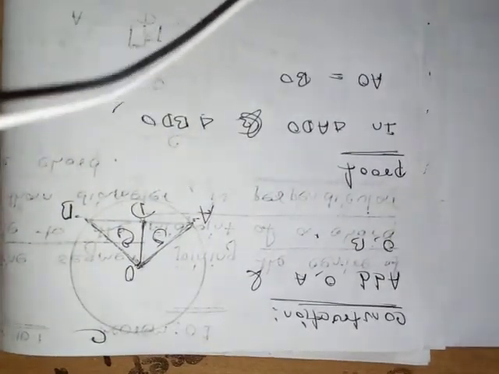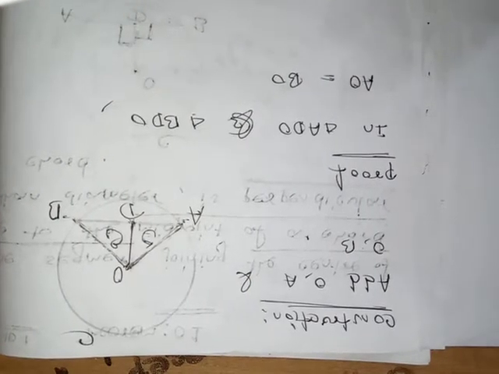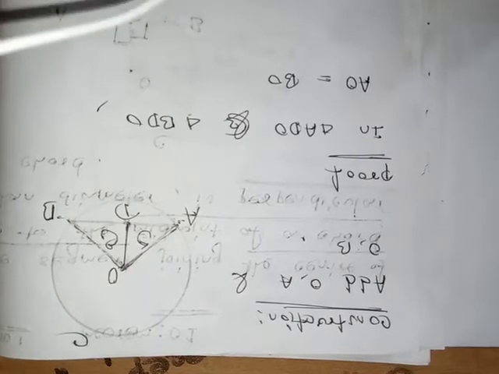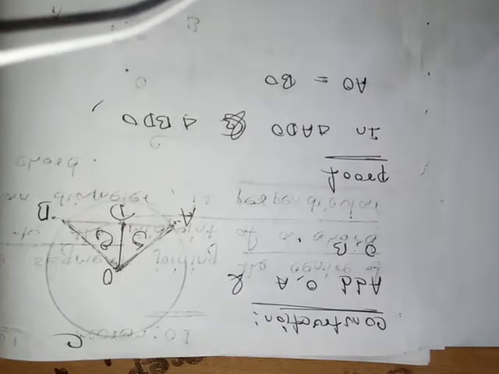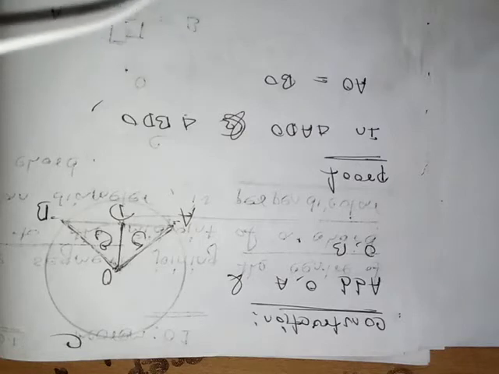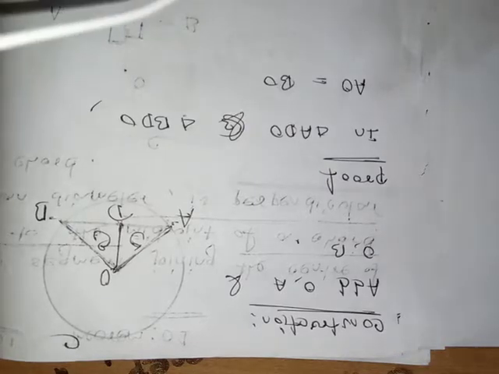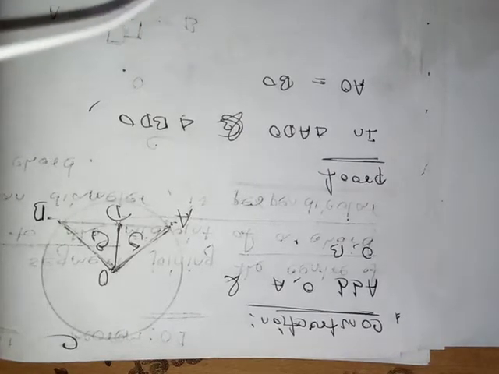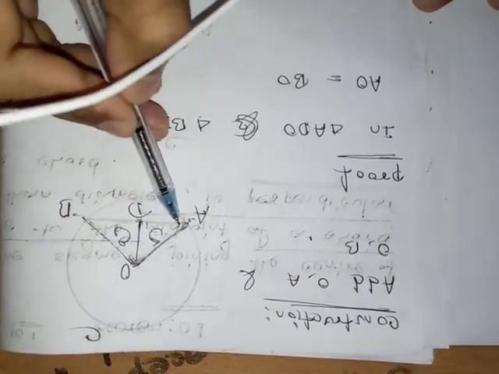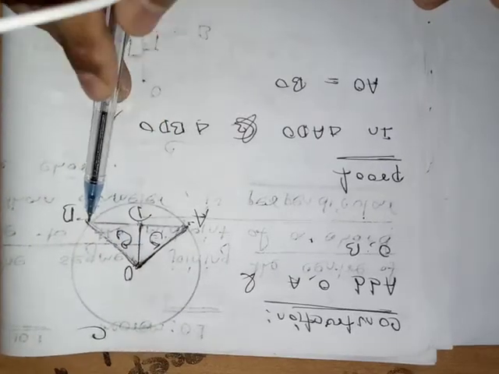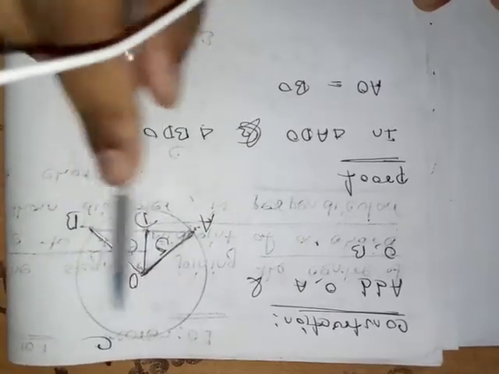in the definition of the circle, we have seen that for it to be a circle, there has to be a fixed distance between the moving point and the fixed point, and we call that fixed distance the radius. This is the radius of the circle, and this is also the radius of the circle. AO is the radius of the circle. BO is also the radius of the circle.